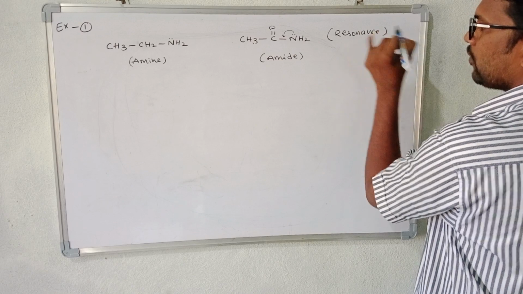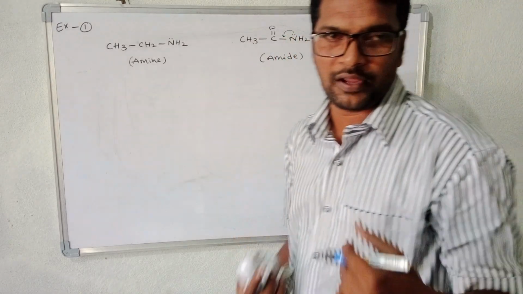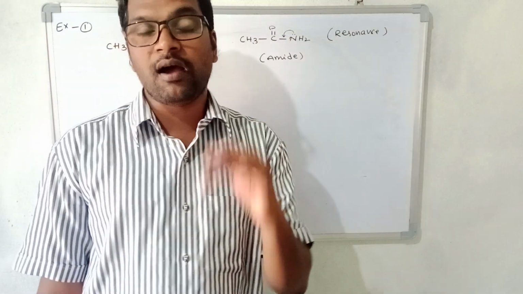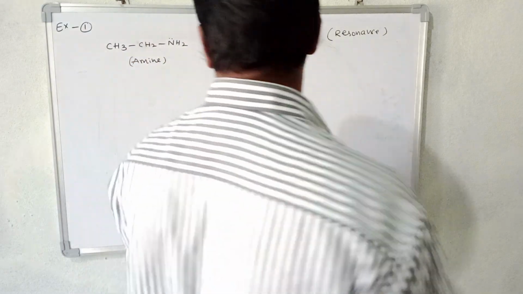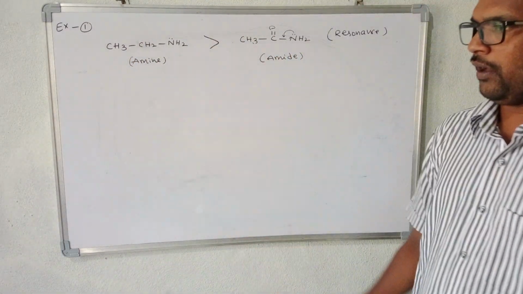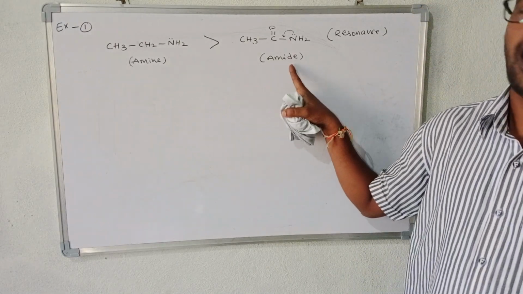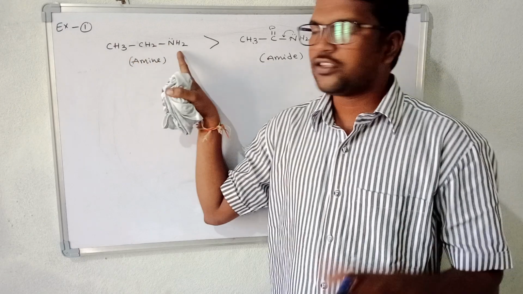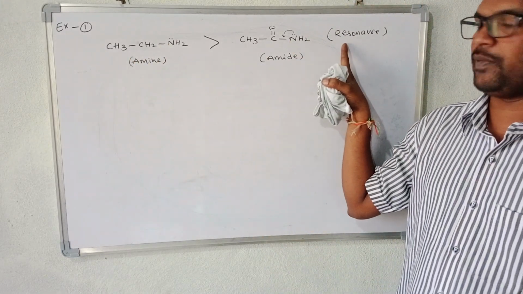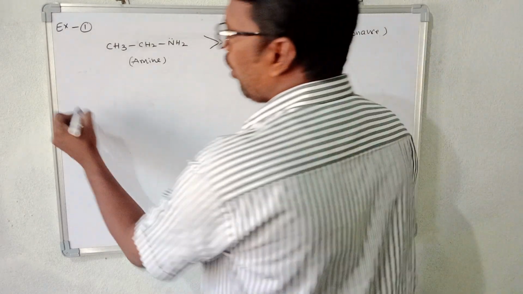Due to the formation of resonance, this lone pair is not freely present. Whenever the lone pair is not freely present, it is less basic because it does not easily donate the electron pair. So when you compare the basicity of amine and amide, amine is more basic than amide, because in amine there is no resonance formation, but in amide resonance formation takes place.